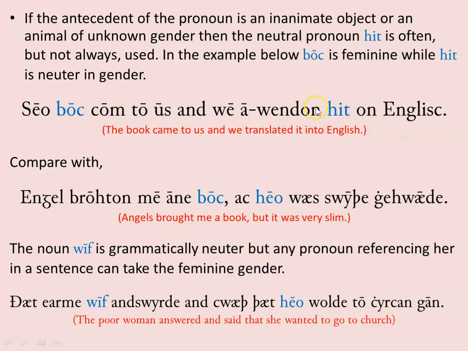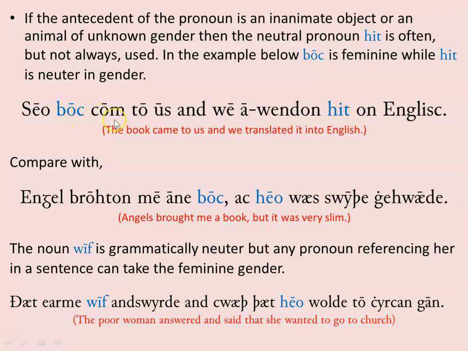I mean, we could have had heo here, as in she, but it probably makes more sense to us today to translate it as hit, and also did to them at that time as well, to the Anglo-Saxons of that era. So hit is acceptable because it's a non-living inanimate object. In this case, an inanimate object, but in the case of an animal of unknown gender, you would use hit instead of heo or hey up here.